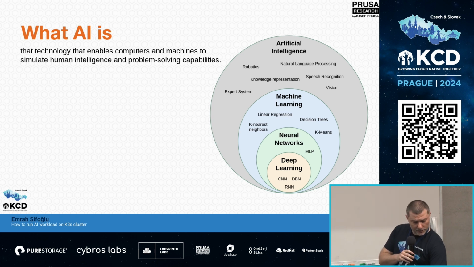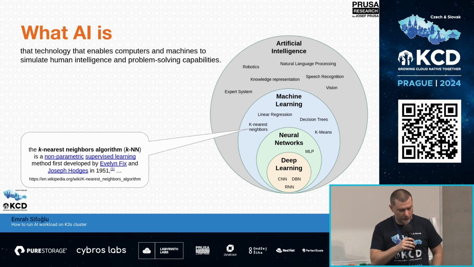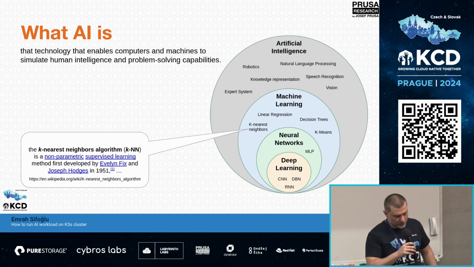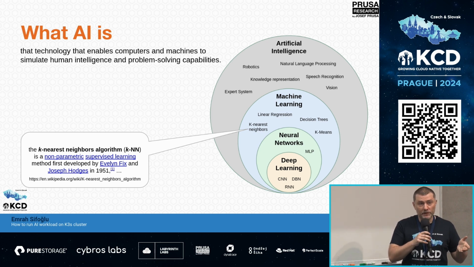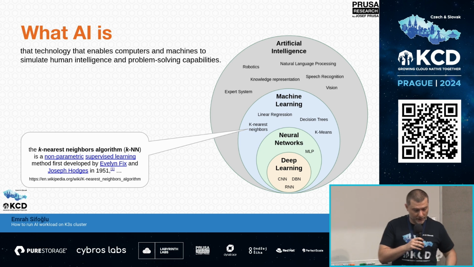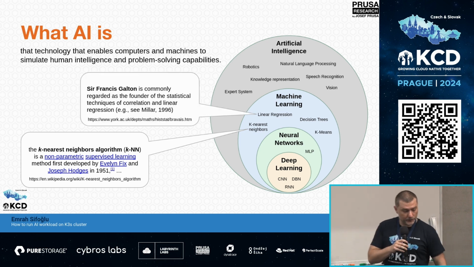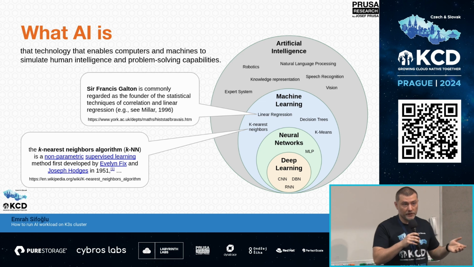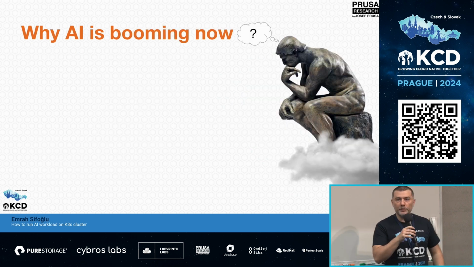And these algorithms are not anything new. If you look a little bit at the development in the AI field, we will see that even in the 1950s, k-nearest neighbor was already developed. And regression, for instance, is not anything new at all. It's used in statistics. So then, why is AI booming now?